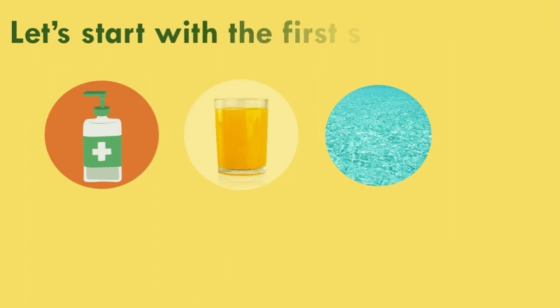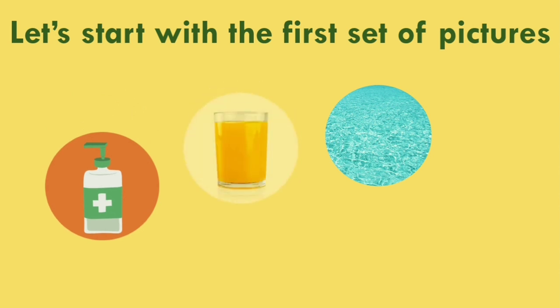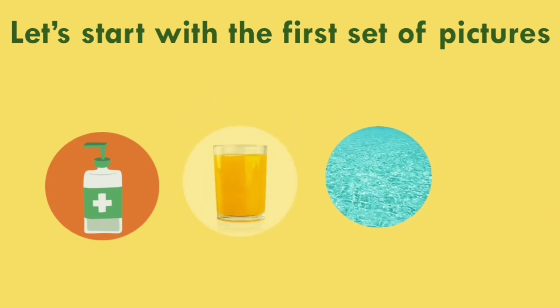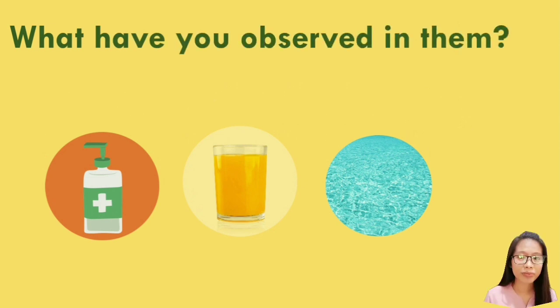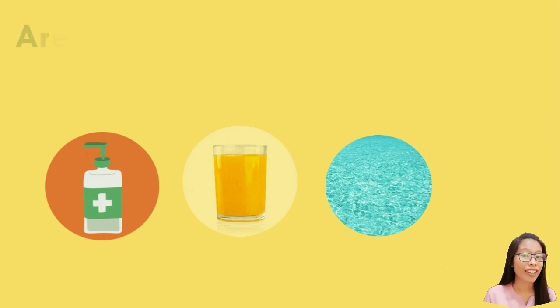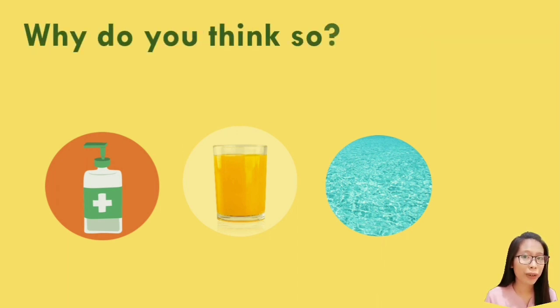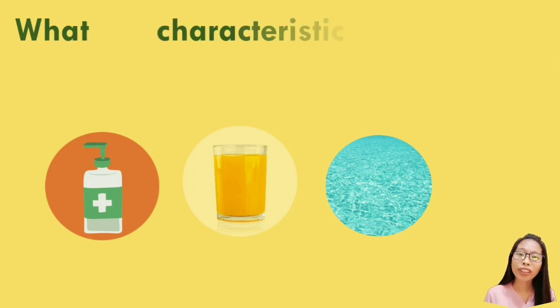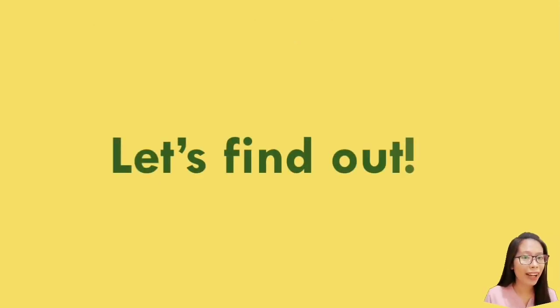Let's start with the first set of pictures. We have here alcohol, juice, and seawater. What have you observed in them? Are they homogeneous mixtures? Why do you think so? What characteristics of homogeneous mixtures are present in them? Let's find out.